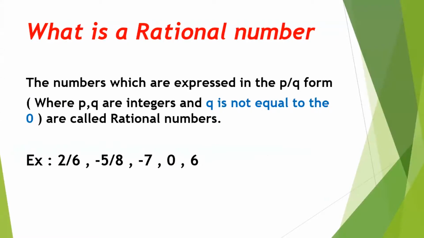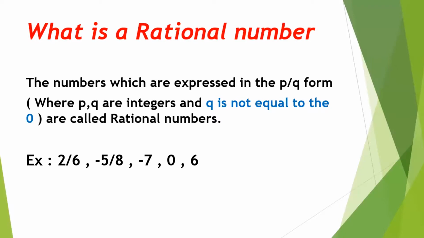Here is the definition of rational numbers. The numbers which are expressed in the p by q form, where p and q are integers and q is not equal to 0, are called rational numbers. This is the main condition of rational numbers. So now let us see some examples. 2 by 6, minus 5 by 8, minus 7, 0.